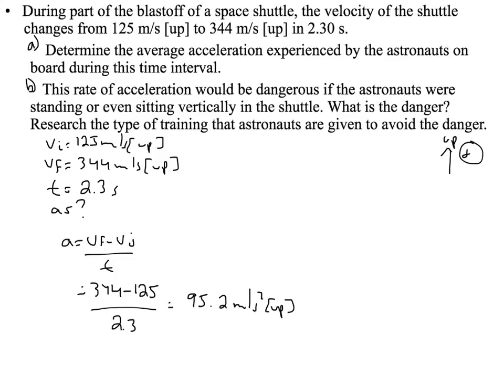up. This rate of acceleration would be dangerous if the astronauts were standing or even sitting vertically in the shuttle. What is this danger? Well, if you are accelerating too quickly, the blood rushes. So I'll just do one of my famous drawings here. There's blood in your brain, blood everywhere. But if you accelerate really, really quickly, that blood, due to inertia, stays where it was, or it tries to stay where it was. So what happens is that blood pools in your feet. It doesn't actually leave your body like my drawing kind of looks like, but what you end up with is a lot of blood in your legs, and less as you move up. The less blood you have in your brain can cause things like blackouts, which would be very dangerous if you're trying to fly a spaceship.